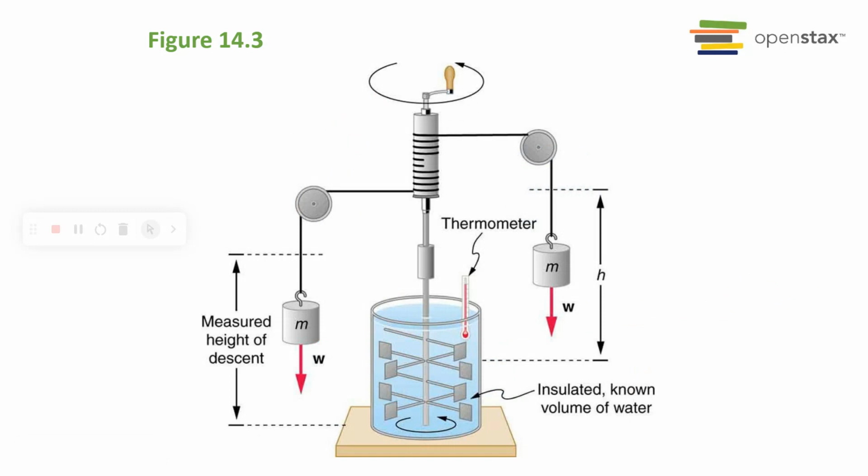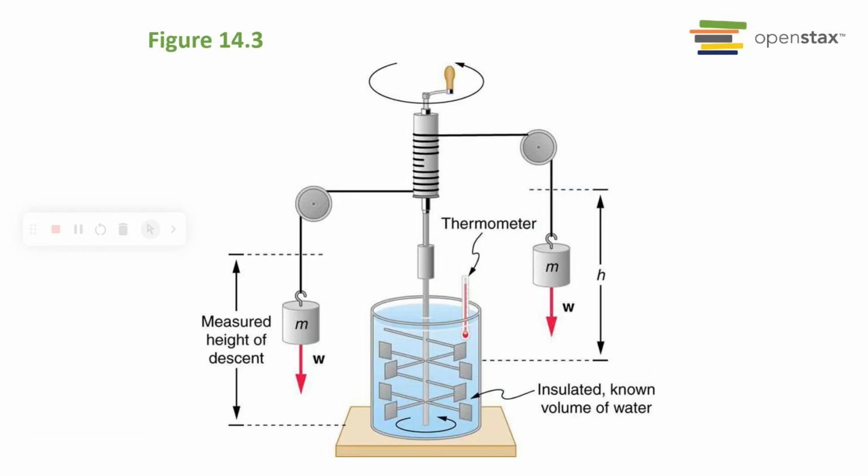Gravitational potential energy, work done by the gravitational force, is converted into kinetic energy and then randomized by viscosity and turbulence into increased average kinetic energy of atoms and molecules in a system, producing a temperature increase.